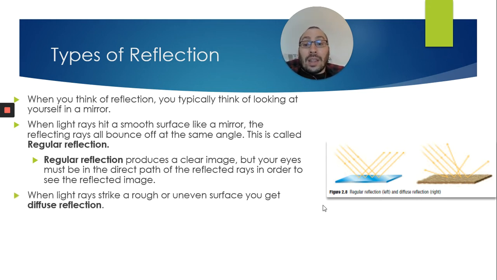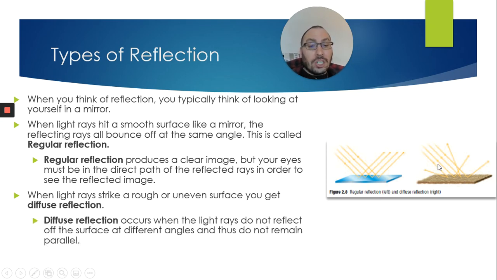However, when light rays bounce off a rough or uneven surface, and this could be something really rough and uneven like my jacket, or something like a countertop, which would seem smooth but is rough at a microscopic level, you get something called diffuse reflection. You can see that again on figure 2.8 over on the right here.